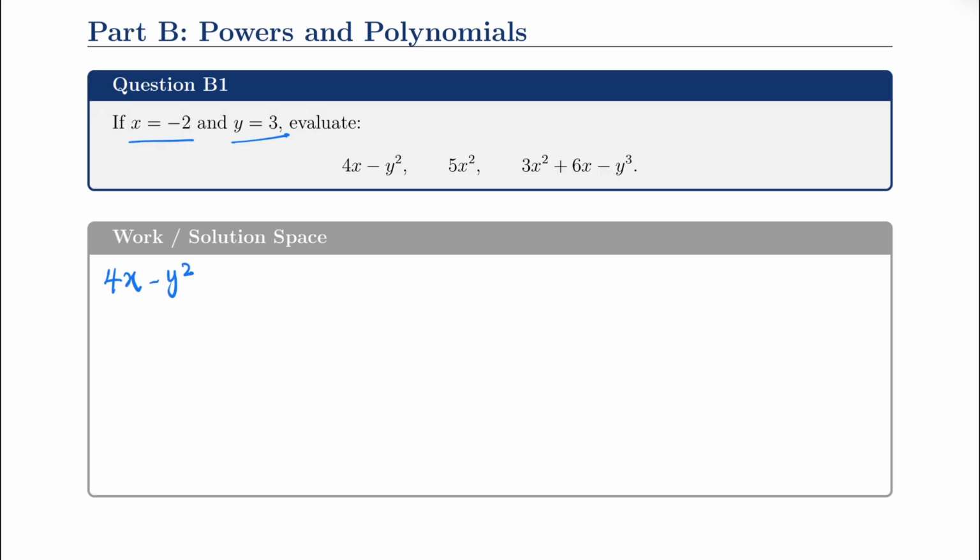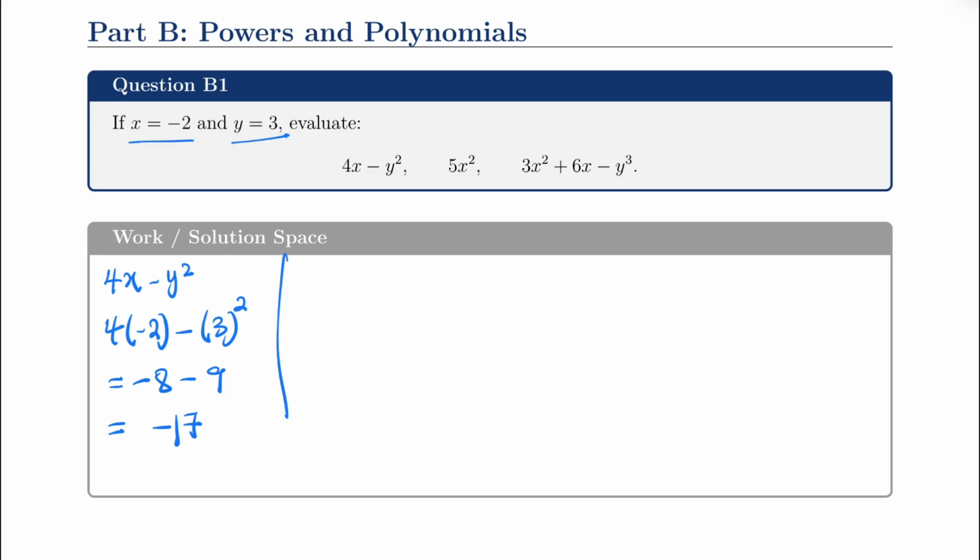So where there is x, I put -2, then minus y is 3, so this is 3, then squared, right? So 4 multiplied by -2 is -8, then minus 3 squared is 9, then -8 minus 9 is -17. So the expression 4x minus y squared when x is -2 and y is 3 gives us -17.